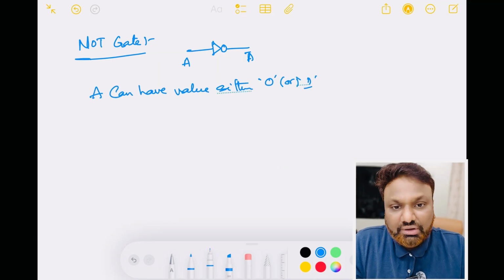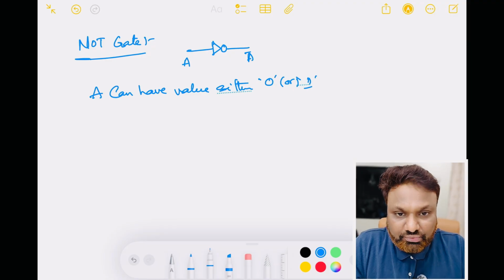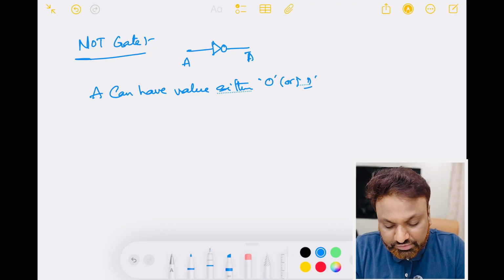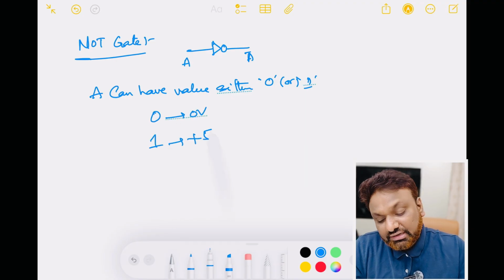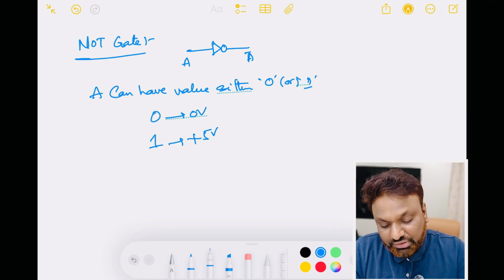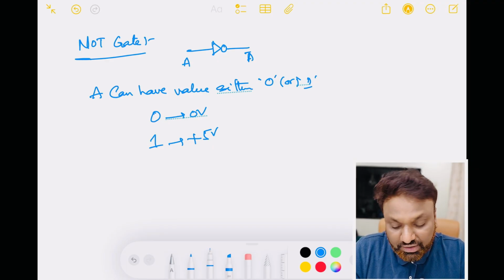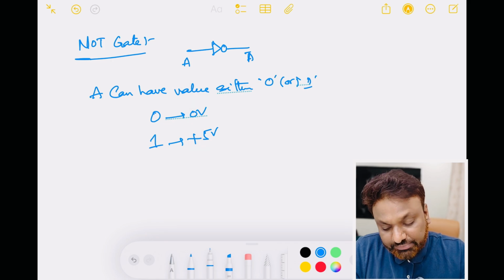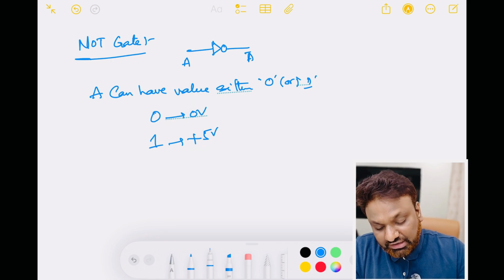0 means ground, and 1 is nothing but plus VDD, that is plus 5 volts. 0 means 0 volts and 1 means plus 5 volts, correct. So that is why I am taking A as the input, where A can have either 0 or 1. If I give A as the input, then A bar will be my output. So that is a NOT gate.